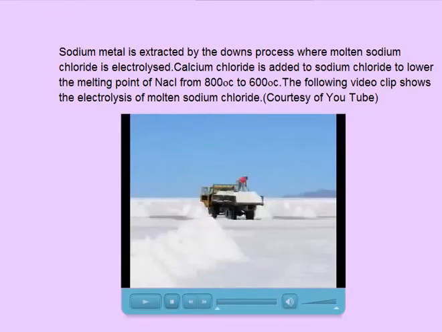Sodium metal is extracted by the Downs process where molten sodium chloride is electrolyzed. Calcium chloride is added to sodium chloride to lower the melting point of sodium chloride from 800 degrees Celsius to 600 degrees Celsius.